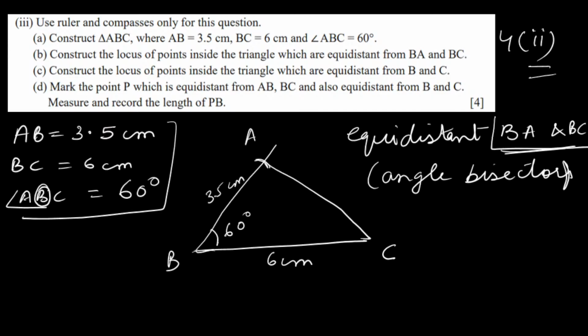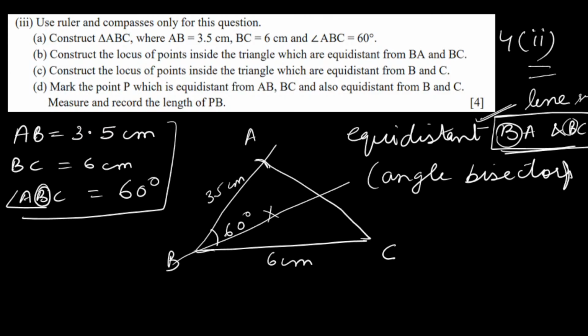Whenever we have to draw the locus of the point equidistant from two lines, these are two lines or line segments, that time we have to draw the angle bisector. The angle bisector of the common point which is coming here. See, B is a common one, so we have to draw the angle bisector of angle B.